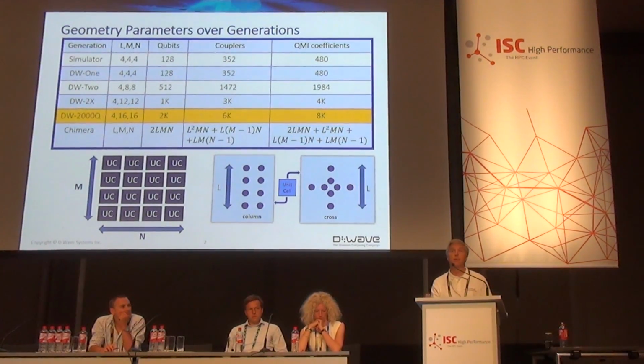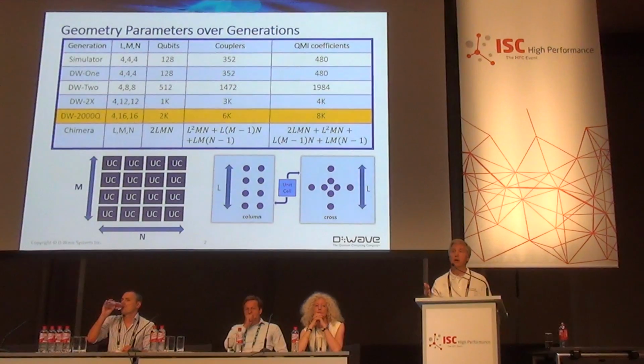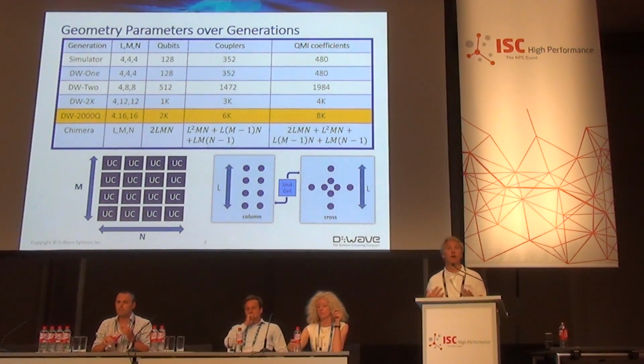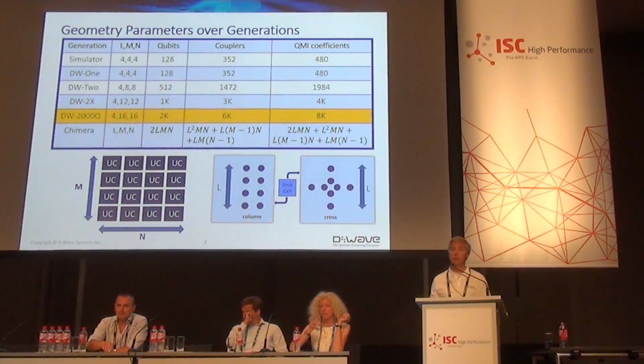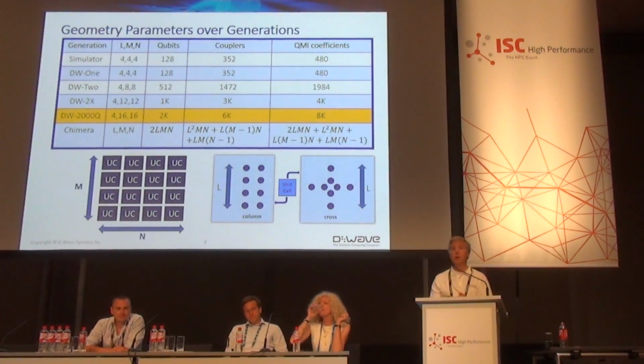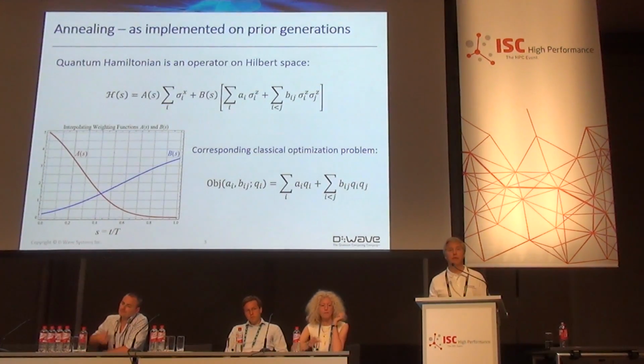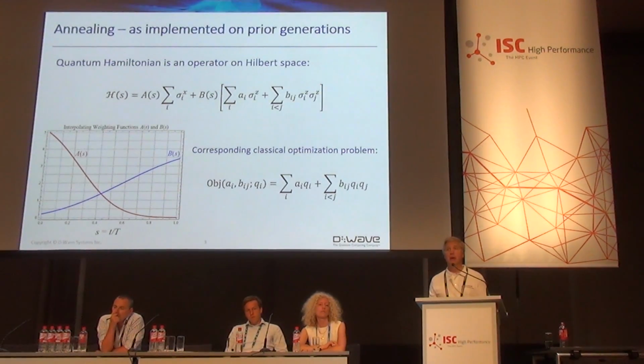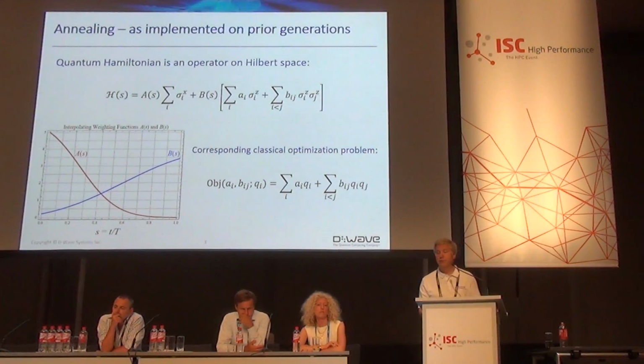So this is what we call our chimera topology, and the fact that we've been able to introduce more qubits and more couplers with each generation has been very exciting for us because it's allowed people to map larger problems onto the system. But what I really want to talk about for the next few minutes is some features that we've introduced with the latest generation system that allow the user to have more precise control over this annealing cycle that Crystal described.